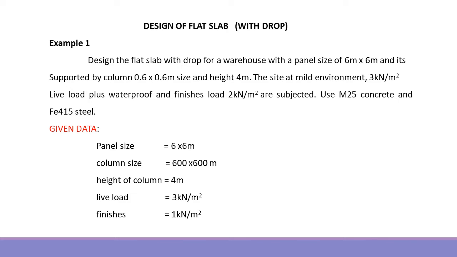So write the given data. Panel size is directly given, so write it as 6 meter into 6 meter. Then column size is 600 mm into 600 mm. The height of the column is 4 meter. Then live load is equal to 3 kN per meter square. Floor finish is also given in our question.